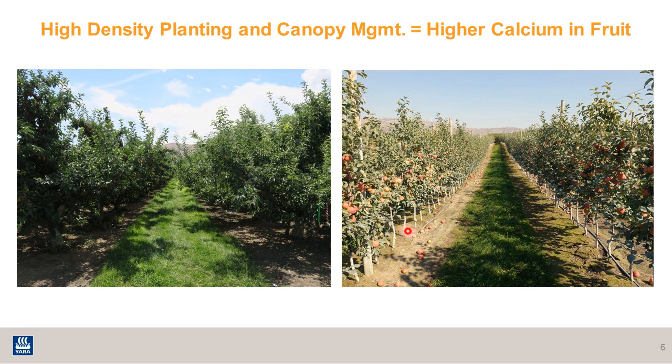Another thing that happens when you control the vigor of the trees is that you have a lot fewer leaves. And as I mentioned in the previous presentation, the leaves can act as competition for calcium from the fruit. So when you have fewer leaves and more fruit, then you get more calcium that ends up on the fruit.